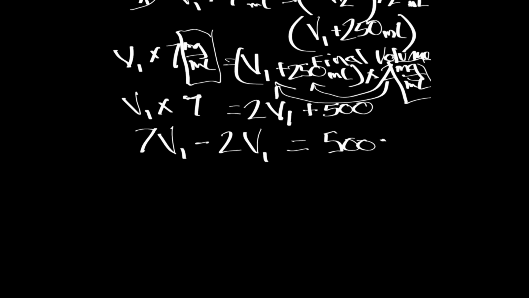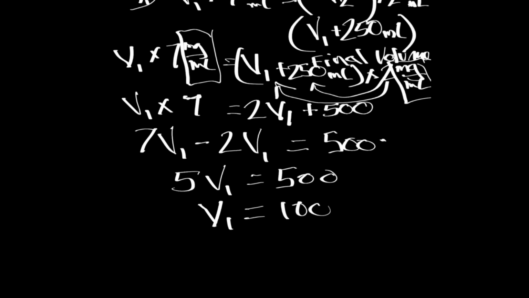If I do the math here, it's going to be 5V1 equals 500. And to get V1, divide by 5 everywhere, V1 is 100. 100 mLs is our final answer.